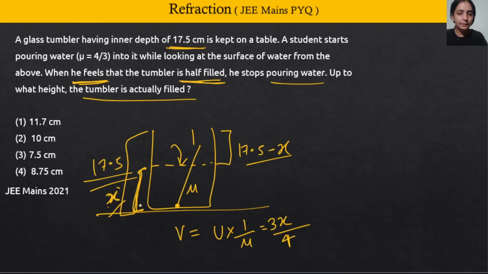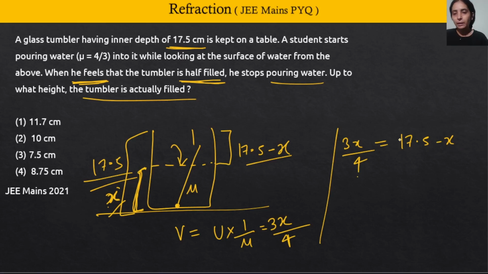So basically this is 3x by 4, and this 3x by 4 apparently feels like it is equal to 17.5 minus x. Because when he has poured water up to x depth, he feels like it is half filled. This means the apparent depth that is being seen, 3x by 4, feels like it is equal to 17.5 minus x, because this is the portion unfilled. And if he feels the tumbler is half filled, then unfilled and filled are equal, right? So filled is apparently 3x by 4, unfilled is really 17.5 minus x.